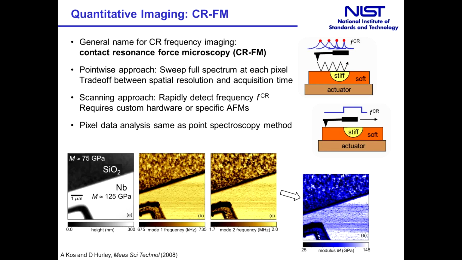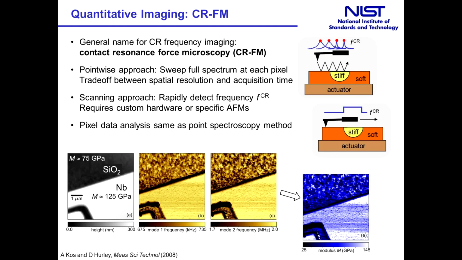In order to achieve practical imaging rates, we usually have to rapidly detect the contact resonance frequency as we scan in contact. In the past, this required that people build their own custom hardware and software to measure and track that contact resonance frequency. However, these days, some commercial AFMs do offer CR-FM capabilities internally. For instance, Asylum Research's DART technique.